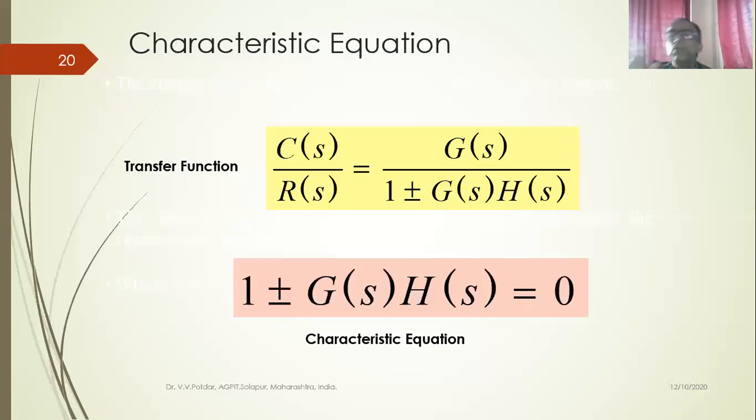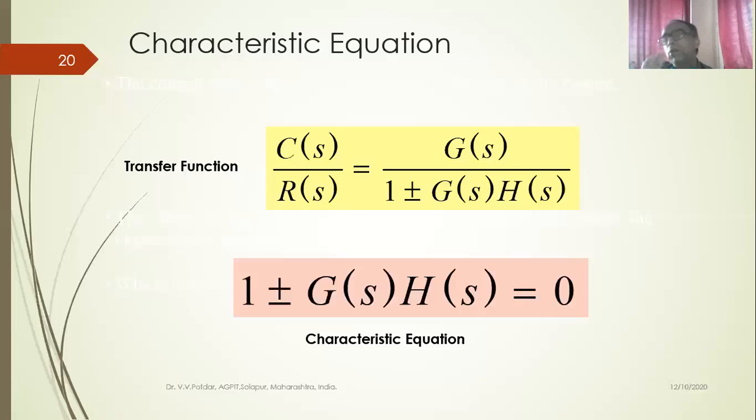Now these two values of s, when I plot them on a graph, is called a pole zero plot. It tells me for what values of s the system is going to remain stable, for what values of s the system is going to be unstable. So it tells me about the character of the system.